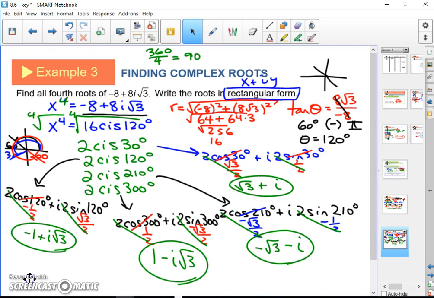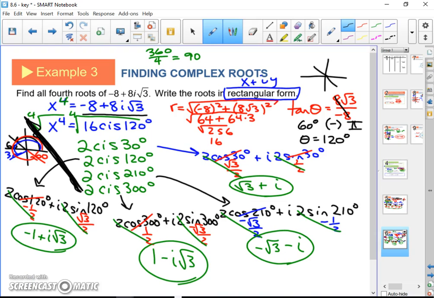Look at what's hard about this problem. It's not this. This is the easy part. This is the new material, where we're doing the nth root theorem. That's the easy part. The hard part is converting it back to rectangular at the end and using your charts.